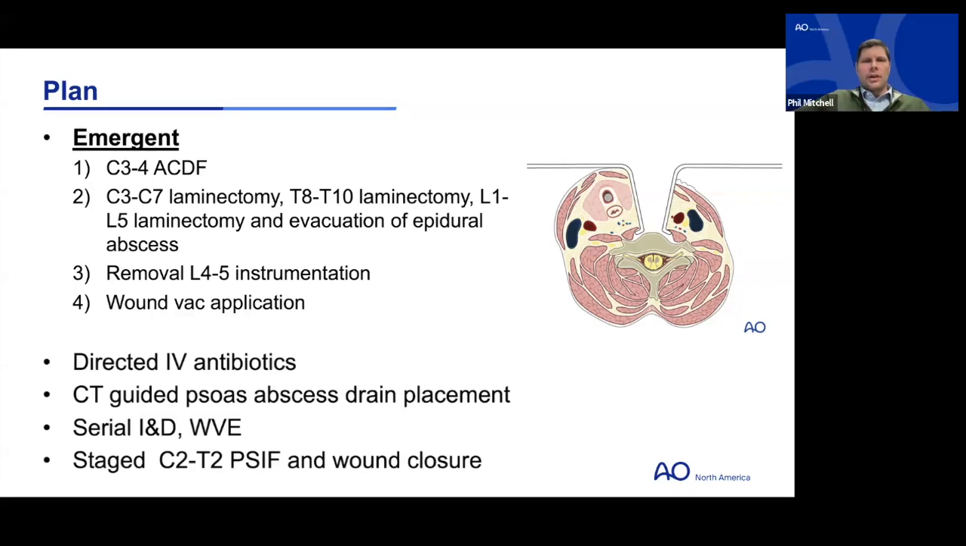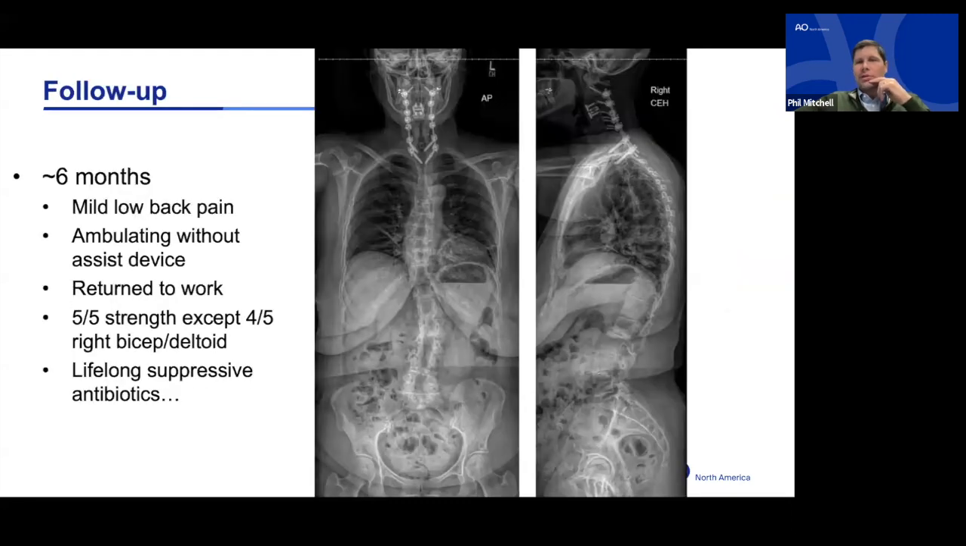Nice. And then she gets her infection treatment, some directed antibiotics, and drains of the psoas abscesses. And then here's her outcome at 6 months. Again, pretty remarkable. Is this what you expected, with such extensive infection in her spine?